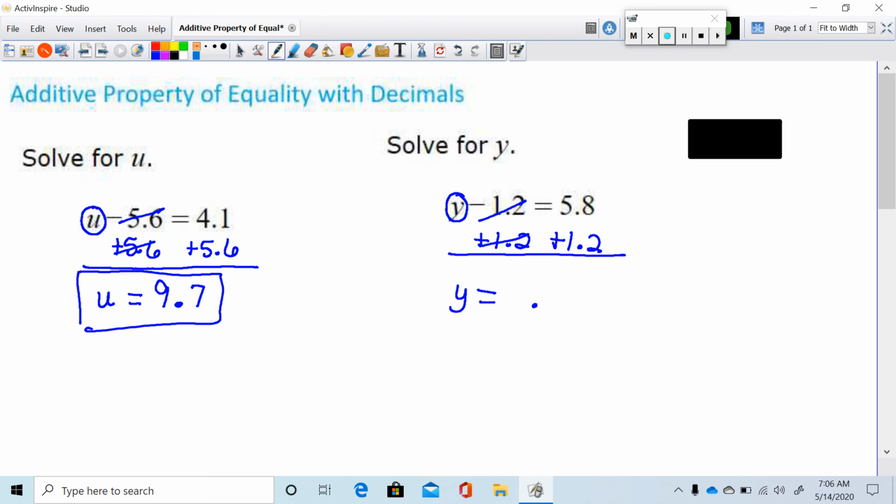Since it's a decimal, write down your decimal. Do the numbers after the decimal first. 8 plus 2 is 10. Write the 0, carry the 1. And 1 plus 5 plus 1 is 7. So since you have 0 after the decimal, you can say y equals 7 on this one.